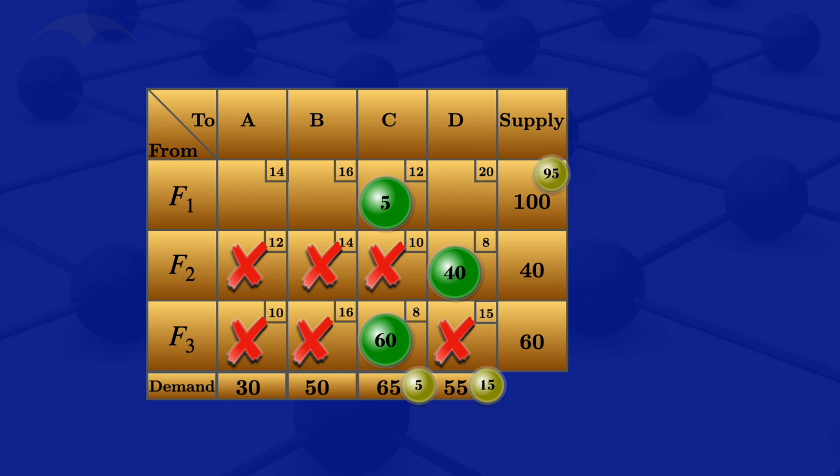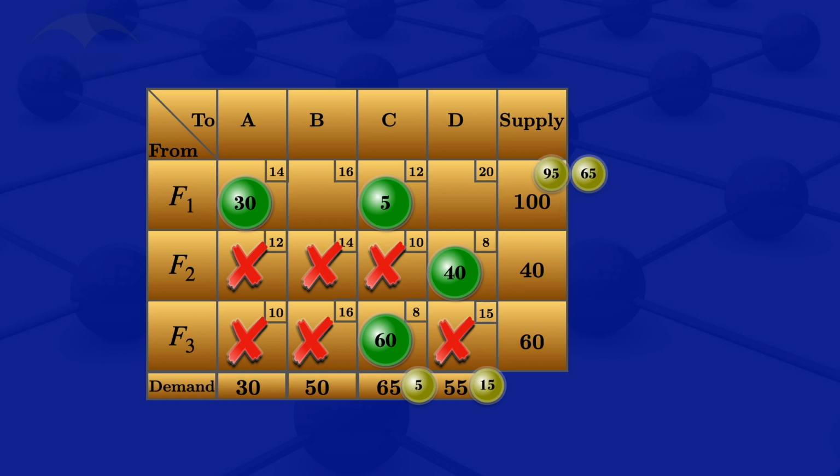We move on to the next cell with the least cost, which is this one. Compare the supply and the demand. For the supply, we're comparing 95 to the demand of 30, and the minimum of the two values is 30, so we allocate 30 units. Adjust the supply by subtracting these 30 units from 95, and we remain with 65.